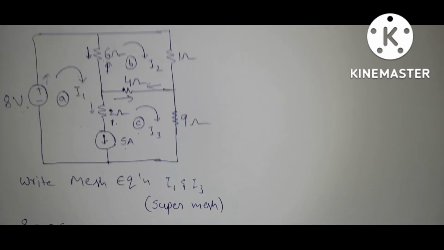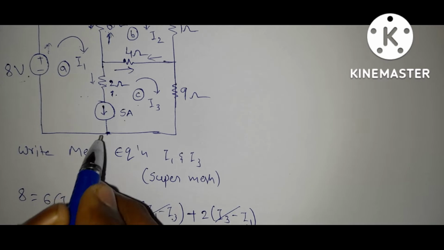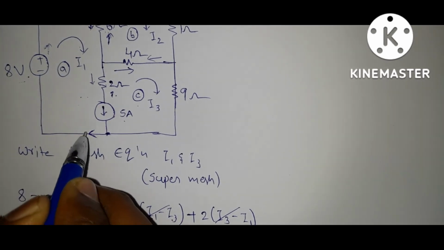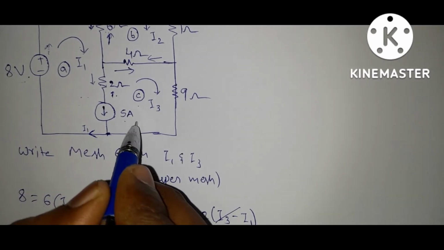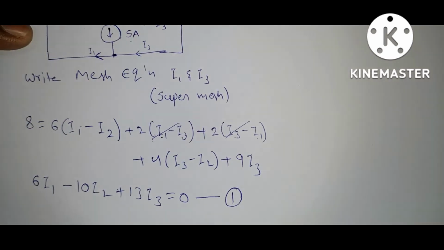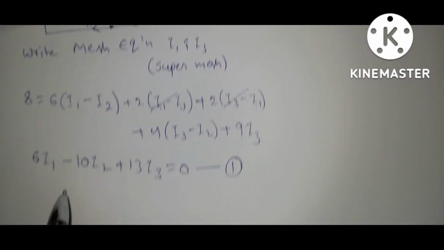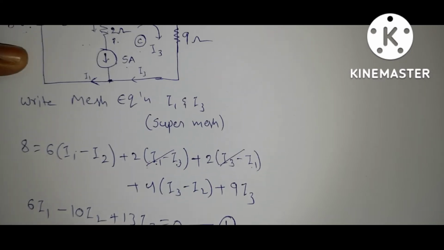Now apply KCL at this node. This loop current indicates this branch current, so it is I1. Here also this loop current indicates this branch current, it is I3. If you apply KCL here, what are you getting? The incoming currents are 5 plus I3. What is the outgoing current? I1.